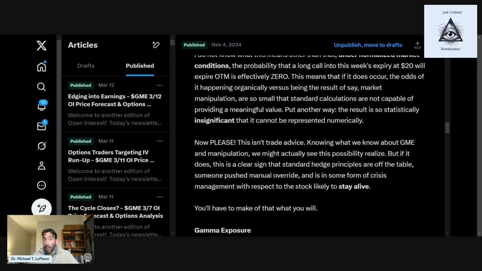We have this OI probability, this out of the money probability, and at the money effectively zero. The chance right now of an at the money call expiring out of the money is effectively zero. Just keep that in mind.